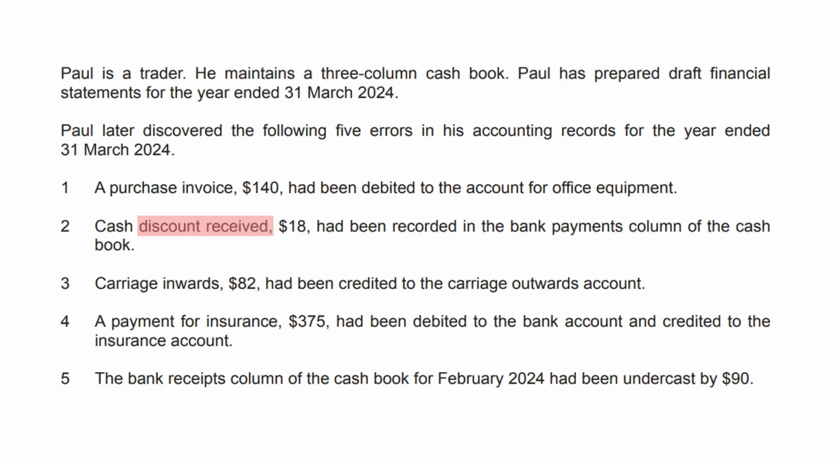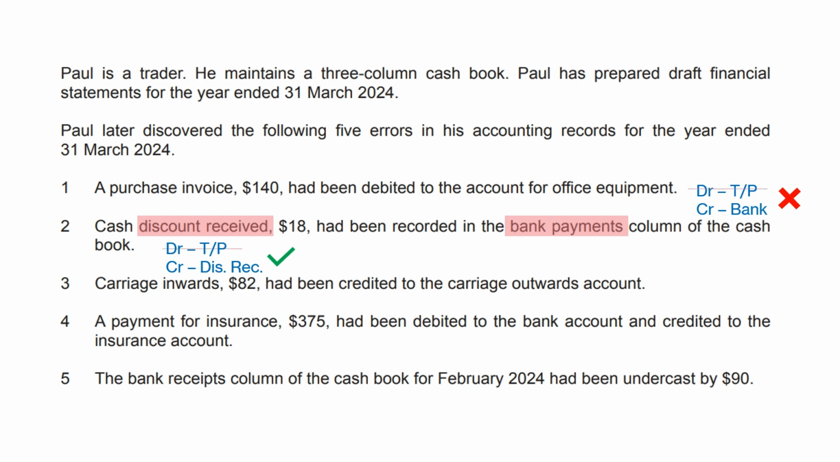Error number 2, cash discount received $18 had been recorded in the bank payments column of the cash book. So discount received is an income, so you credit it to the discount received account and you debit the trade payables account, because it's when you settle your trade payables that you receive a cash discount. But what you have done is, instead of crediting discount received, you have credited bank payments. That means you have credited the bank account. This is the right one, this is the wrong one.